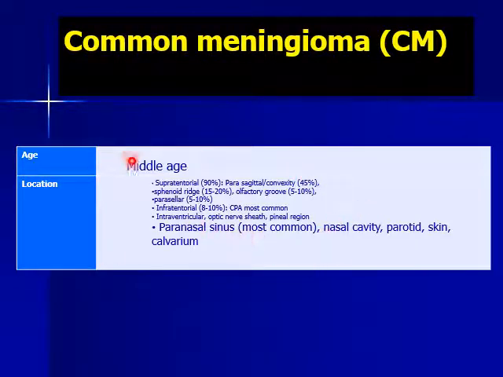The other rare sites of extracranial meningioma formation are the paranasal sinuses, nasal cavity, parotid, skin, and calvarium.